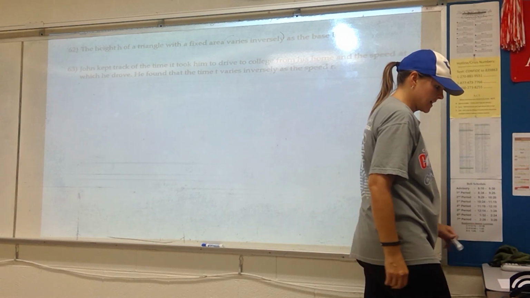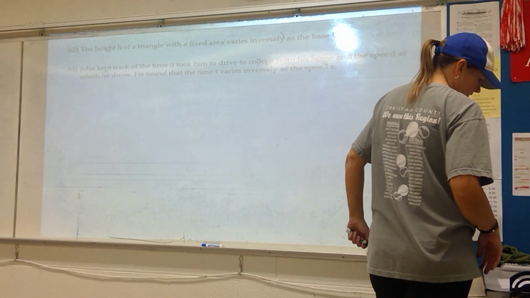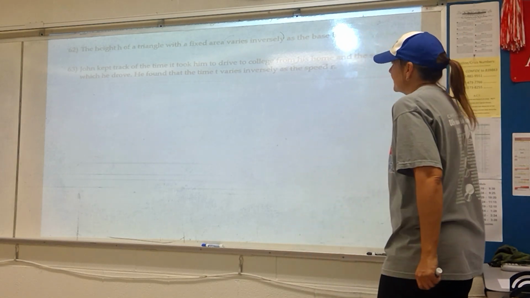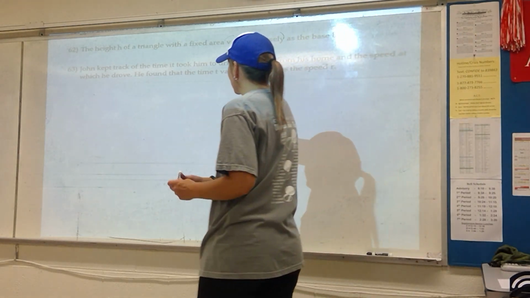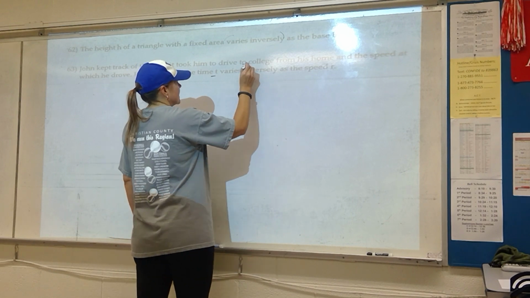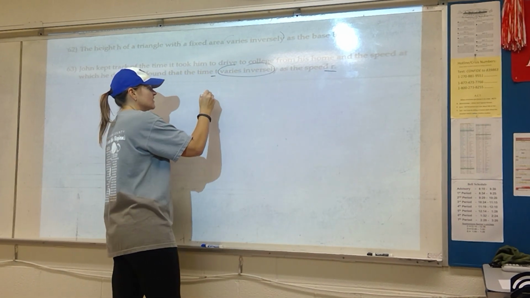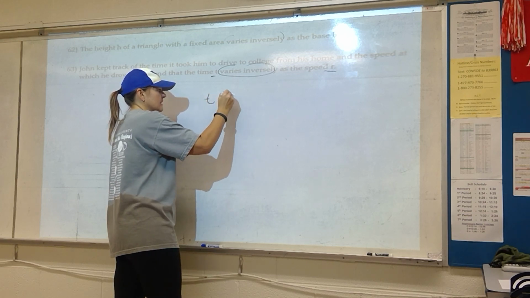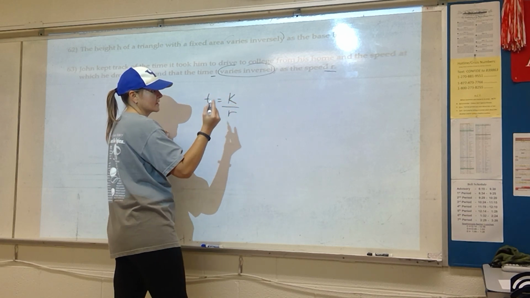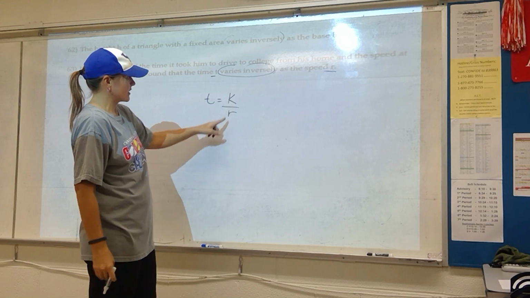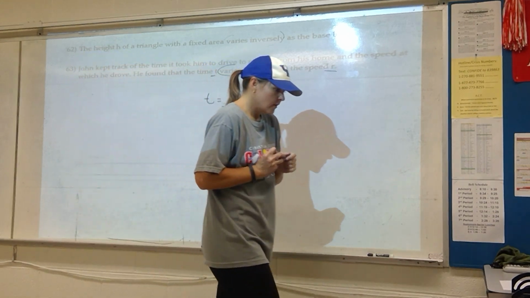John kept track of the time it took him to drive to college from his home and the speed at which he drove. He found that the time t varies inversely as the speed r. Now this is inversely, so it's t equals k over r. Because it's inversely, the r goes in the denominator. K is always in the numerator on this equation.